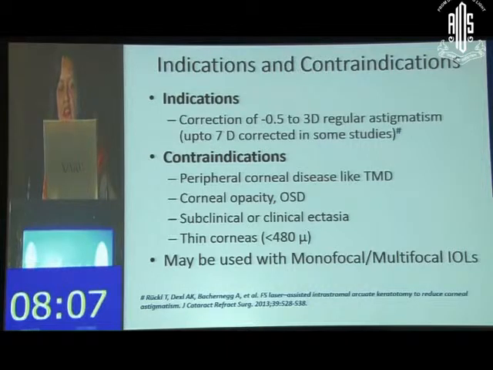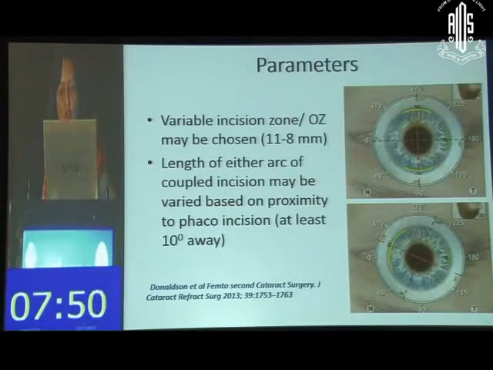The contraindications are peripheral corneal disease like Terrien's marginal degeneration, corneal opacity, ocular surface disease, subclinical or clinical ectasia, and thin corneas less than 480 microns. And this may be used with monofocal, and more commonly it is used with the premium IOLs or multifocal intraocular lenses. If you see the parameters, they are variable.